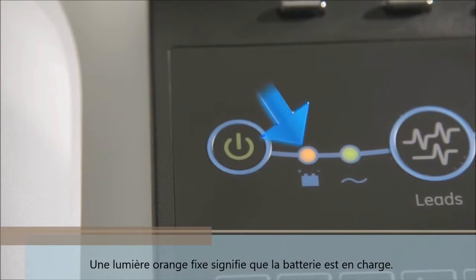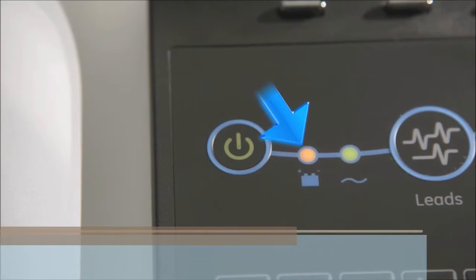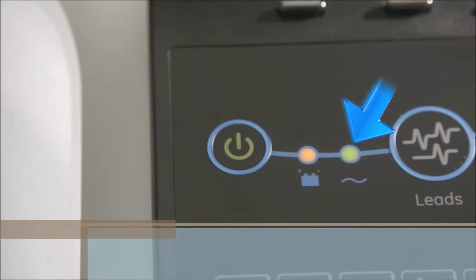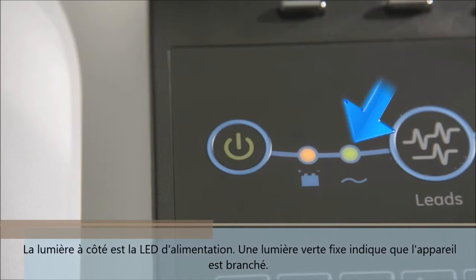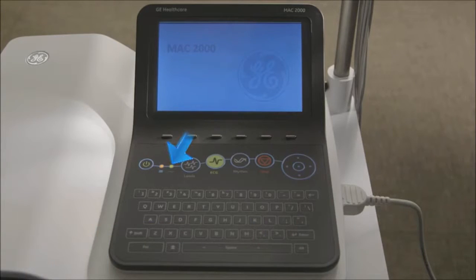A solid amber light means the battery is charging. If the light is flashing, it indicates the battery is low. The next light on the keypad is the power LED. A solid green light indicates the unit is plugged in and receiving power.